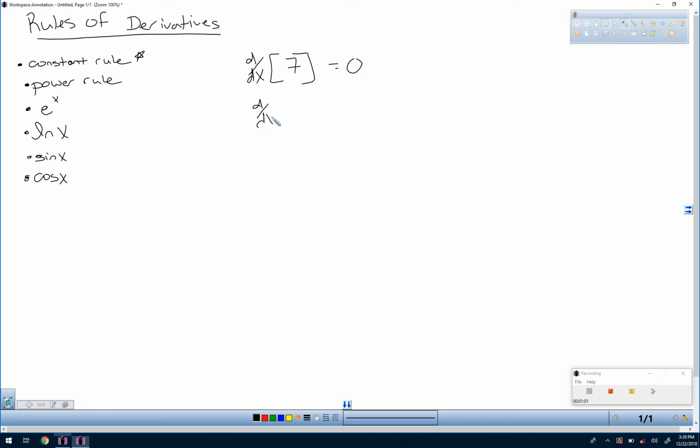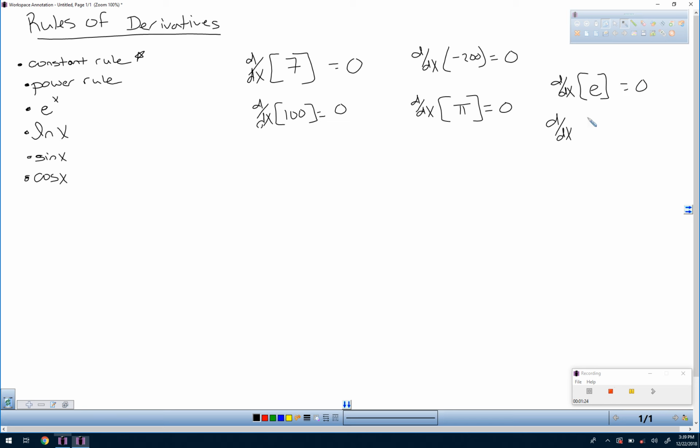So the derivative of 100 is still 0. The derivative of negative 200 is still 0. The derivative of pi, which is a number, is 0. The derivative of e, which is approximately 2.71, is 0. The derivative of any constant, any number, is 0. Because remember, derivative means slope. So a constant function is a horizontal line, and the slope of a horizontal line is 0. So the derivative of any constant is 0.